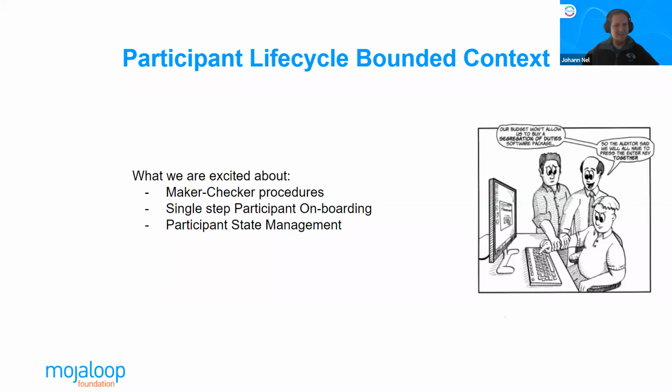In conclusion, I think state management as a feature itself is exciting enough, but naturally it's not the only thing we are enhancing. We're doing the single step participant onboarding, which I'm also quite excited about myself, and looking forward to working on this. And thanks again for having me.